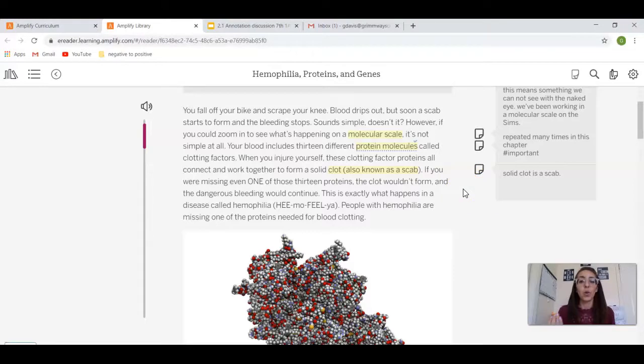If you were missing even one of those 13 proteins, the clot couldn't form and the dangerous bleeding would continue. This is exactly what happens in a disease called hemophilia. People with hemophilia are missing one of the proteins needed for the blood clotting. Oh, well, there's my answer from the top, right? I mean, well, it doesn't tell me if it's a disease, but it kind of still sounds like a disease.